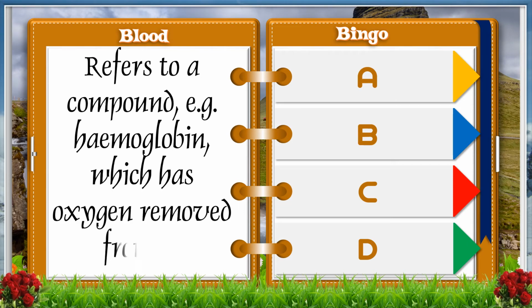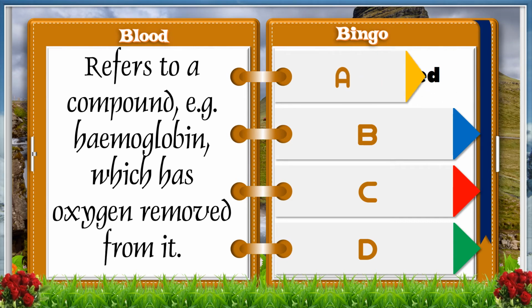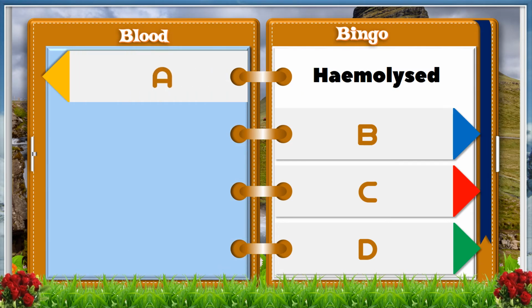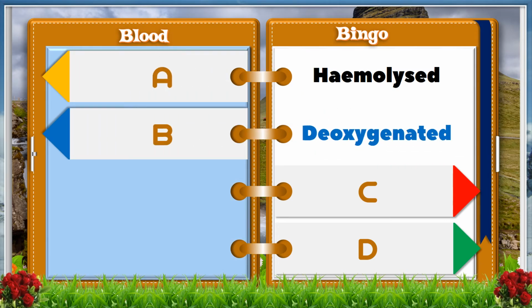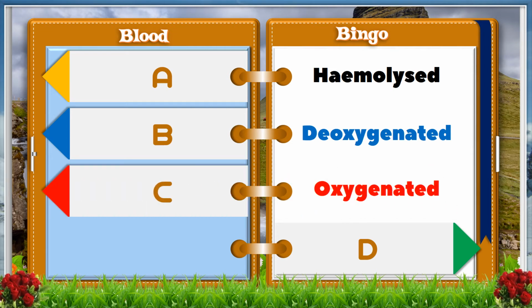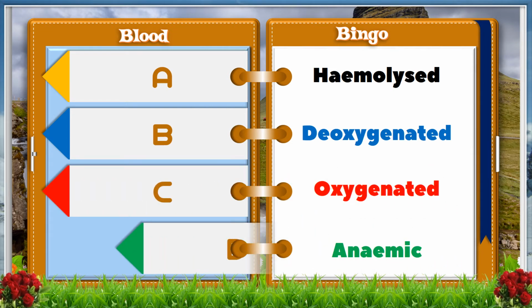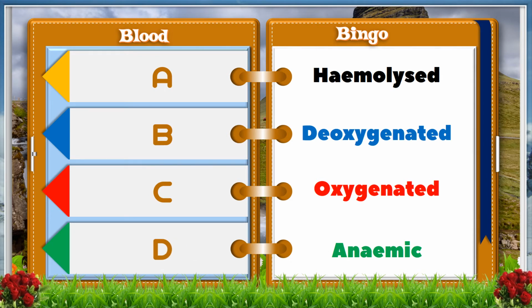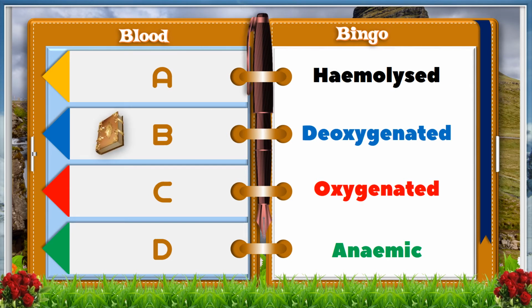Refers to a compound, for example hemoglobin, which has oxygen removed from it. A. Hemolyzed. B. Deoxygenated. C. Oxygenated. D. Anemic. And the answer is B. Deoxygenated.